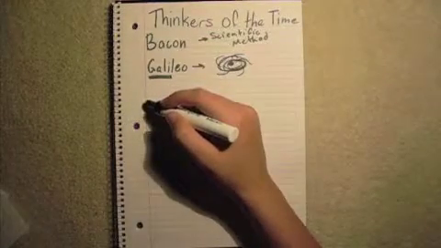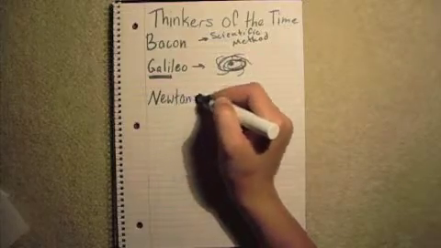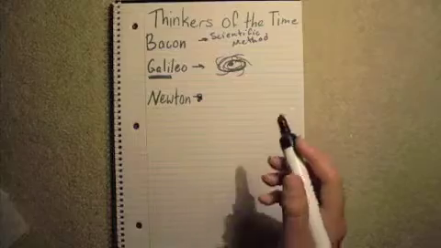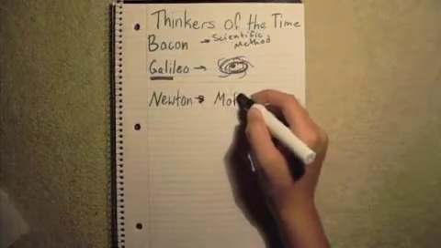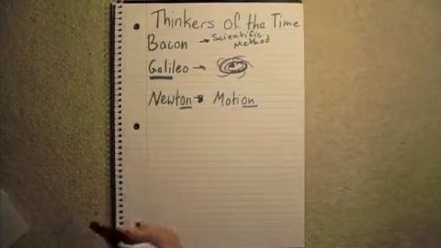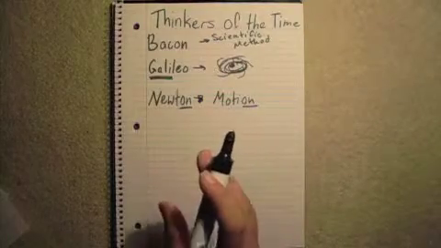Next, we come to Sir Isaac Newton. He's the one who has all the different laws of motion. Motion, spelled like this. Motion, Newton. Sort of rhyme, sort of go together. That's just the way I remember that one.